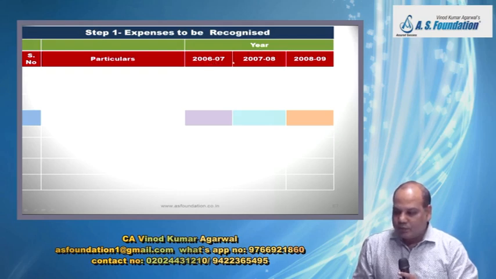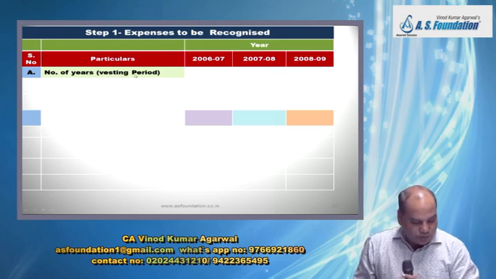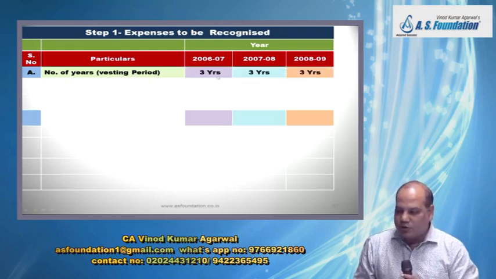2006-7, 7-8, 8-9, 3 years. Draw lines using scale. First point number A, write number of years, or you can write vesting period. In this problem, vesting period is 3 years, 3 years, 3 years, because it is service condition. So right from the beginning we know the options will vest after the employee gives service for 3 years.